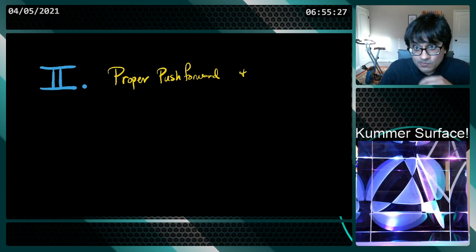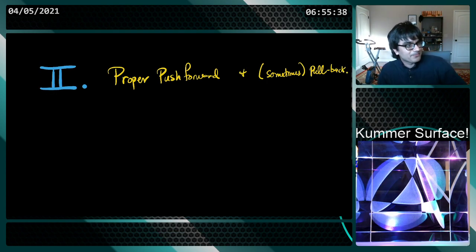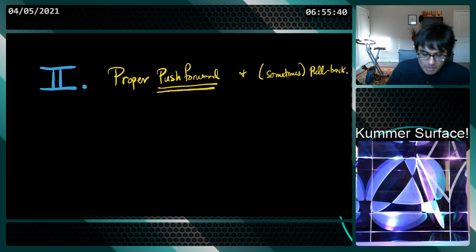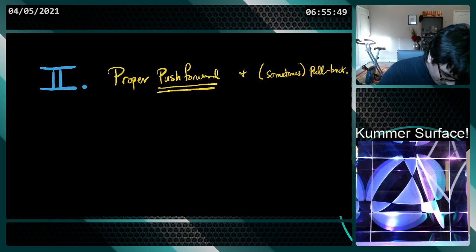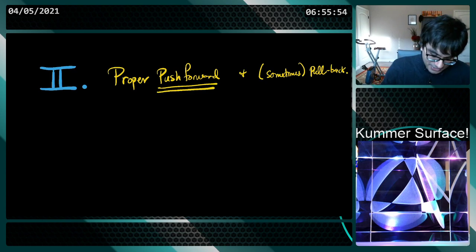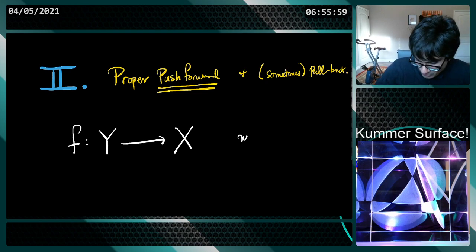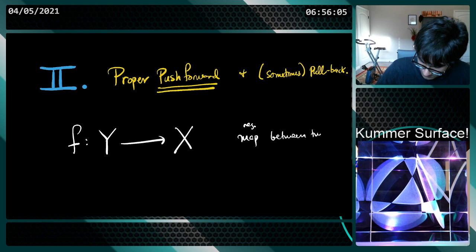and sometimes pull back. We start with push forward because it has fewer requirements to understand. Proper push forward. What's the setup here now? The setting is you have two algebraic varieties and a map between them. Which way do they want their Y's and X's? Y to X. Good. So we have this situation: a regular map between two varieties, two schemes.